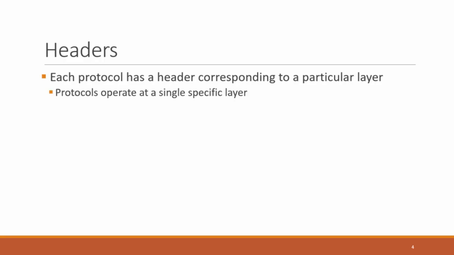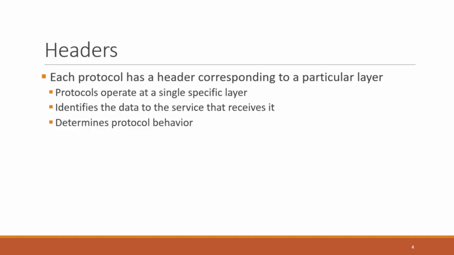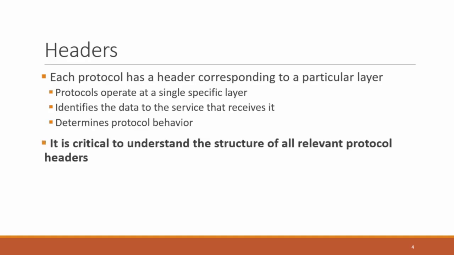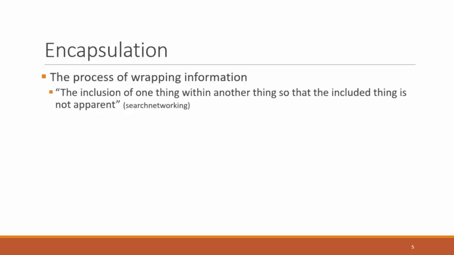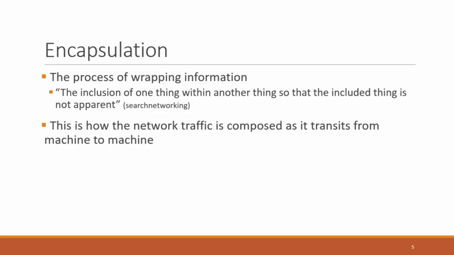There is a requirement to provide information to the network at each layer of the communication. This is in the form of a header. This identifies the data to the receiver, and it's essential that we understand these headers. They are the key to what's taking place within the packet. Within the network, we have this process of wrapping the information within things, encapsulation. Everything within our network is encapsulated. Each layer has its own specific function for each header.